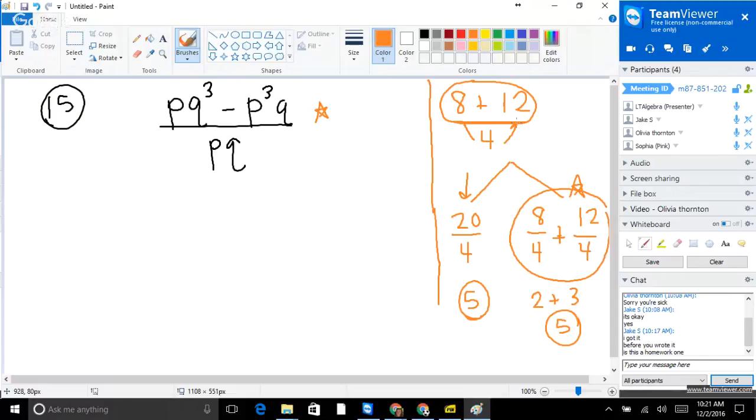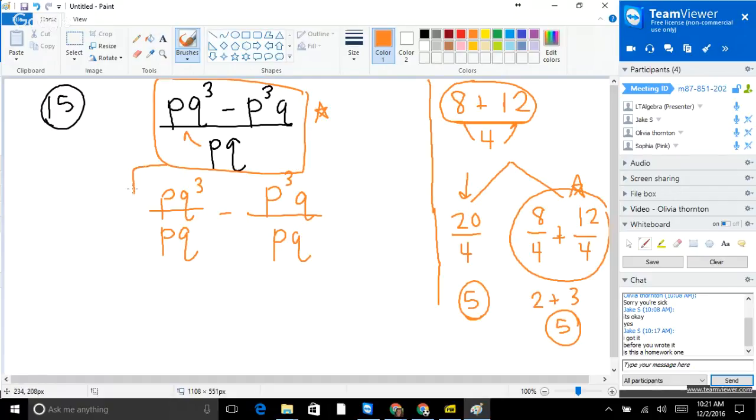So that means for this particular expression in 15, I can rewrite this as pq cubed divided by pq, minus p cubed q, it's like a tongue twister, divided by pq. So these 2 expressions are the same. It's the same reason as over here: when you have addition in the numerator, as long as you divide everything in the numerator by the denominator, you're allowed to do that.